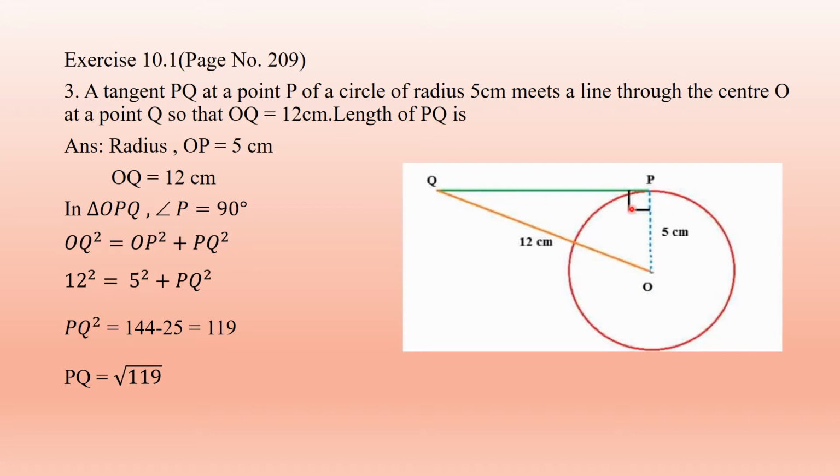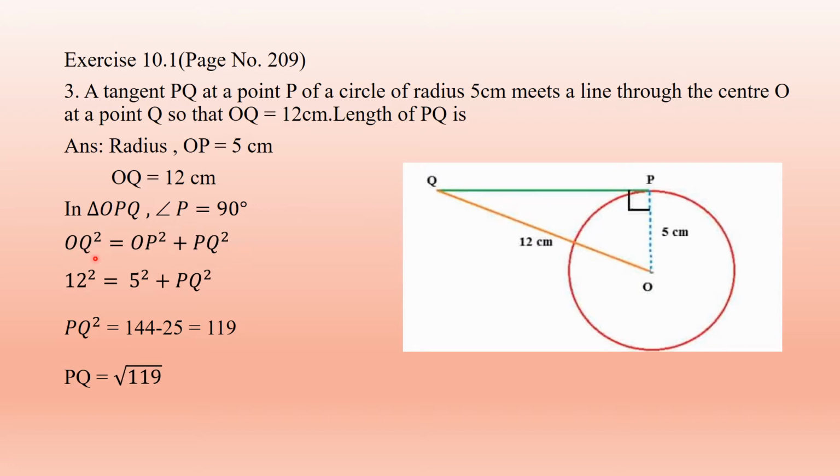Here we can see a circle with center O and OP is the radius of the circle with measurement 5 cm. Through the point of contact P, we can see a tangent QP from an exterior point Q. And we are given a line segment OQ which is 12 cm. As angle P is equal to 90 degrees, using the condition radius is perpendicular to the tangent through the point of contact, we can apply Pythagoras property.